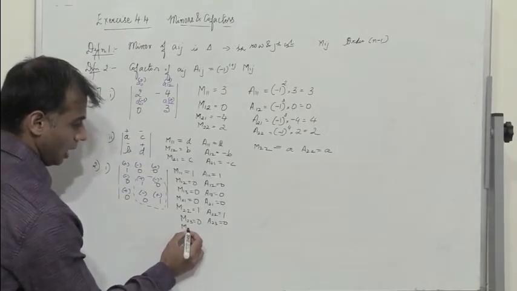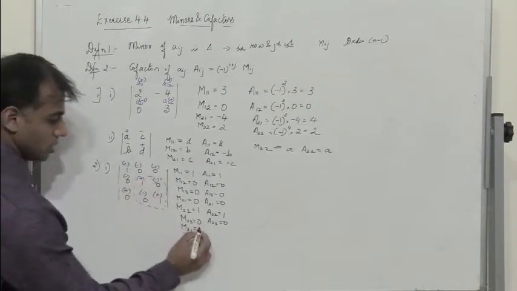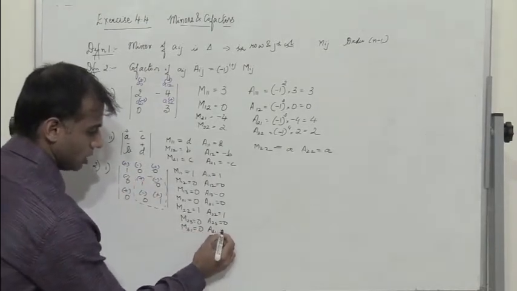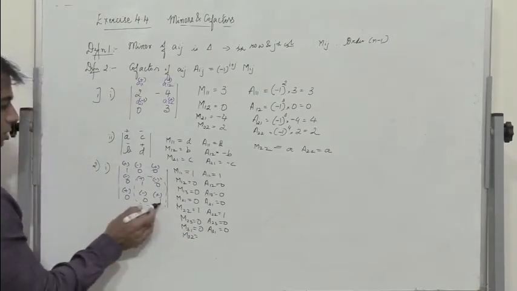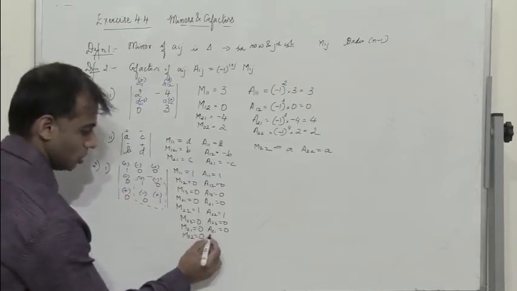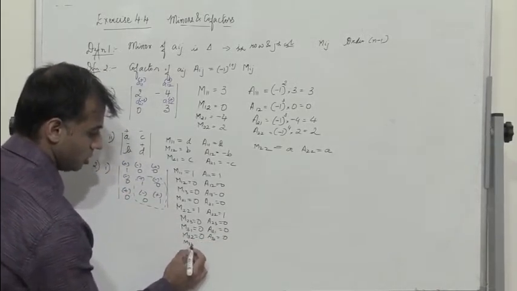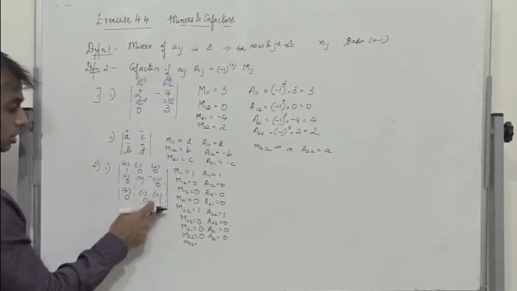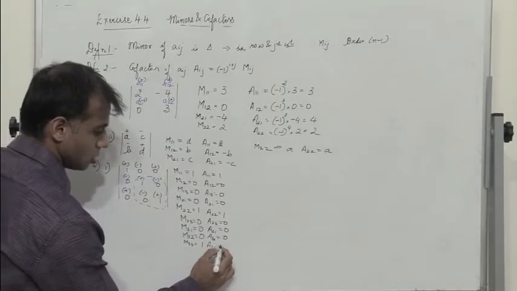Next, M31, the third row and first column, so I have 0, minus 0. Then A31 is 0. Then M32, the third row and the second column, so 1 into 0 minus 0 is 0. So A32 is also 0. And next, M33, this third row and the third column, I have 1 minus 0 is 1. So A33 is also 1.